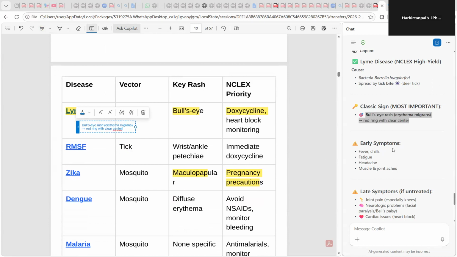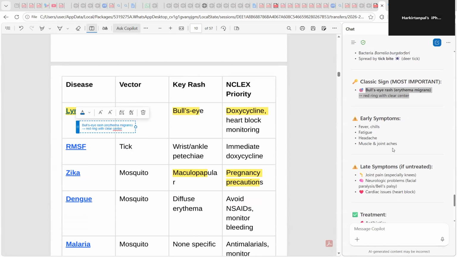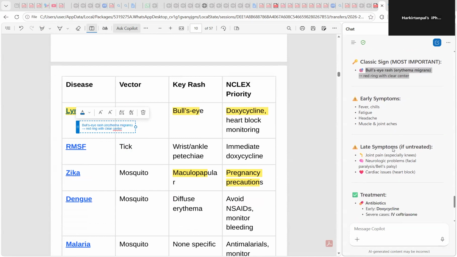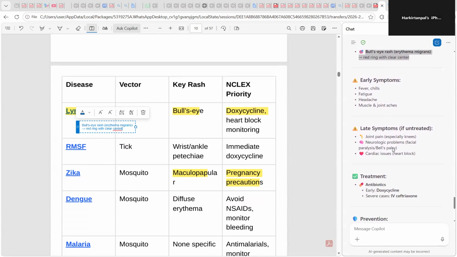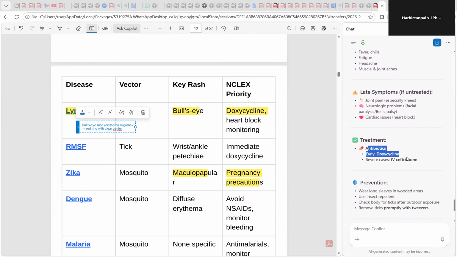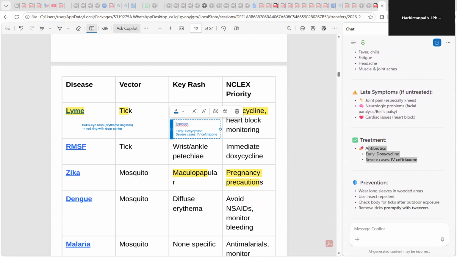Here also, the client will experience symptoms like fever, chills, fatigue, joint pain, muscle pain, especially knee pain. The main treatment is antibiotics. In the early stage, we can administer doxycycline, but in the severe stage, we can administer IV ceftriaxone. That is the difference for this Lyme disease. Keep it in your mind. In early Lyme disease we administer doxycycline; in severe cases, IV ceftriaxone.